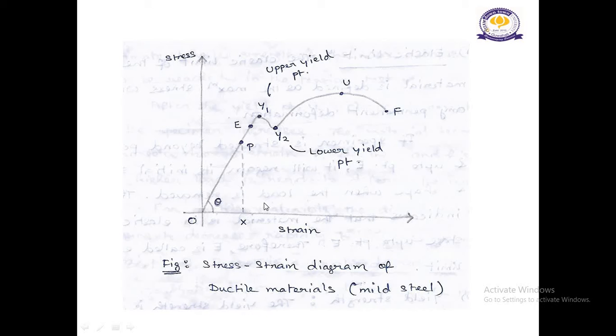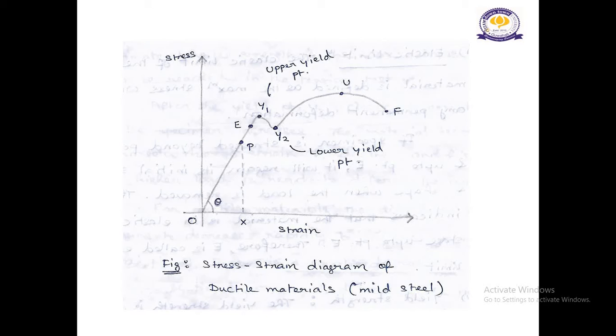Next, if the specimen is stressed beyond point P and up to point E, it will regain its initial size and shape when the load is removed. This indicates that the material is in the elastic state up to point E. Therefore, this point E is called the elastic limit.